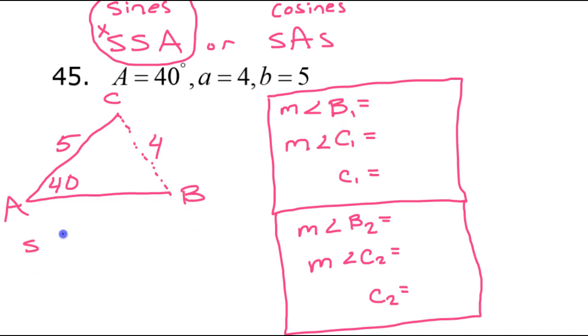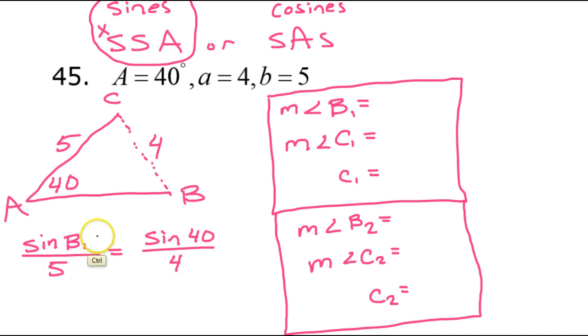Because I'm looking for the measure of angle B1, I'm going to put that in the top. So I'm going to say the sine of B1 over side B, which is 5, will equal the sine of 40 over 4, because that's the law of sines.